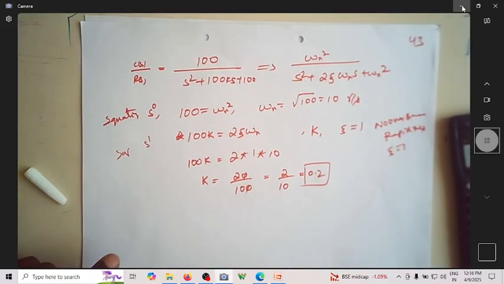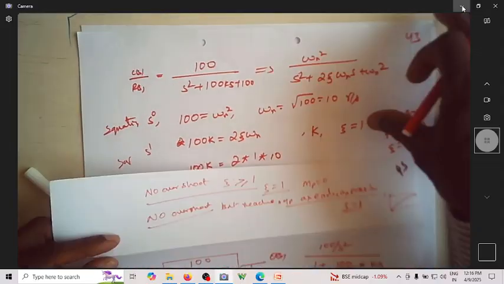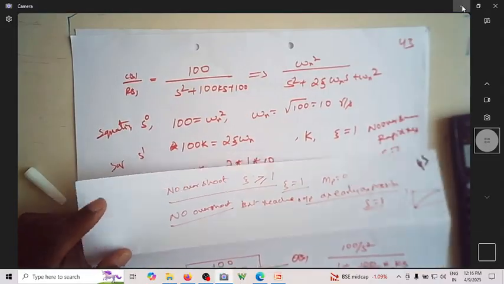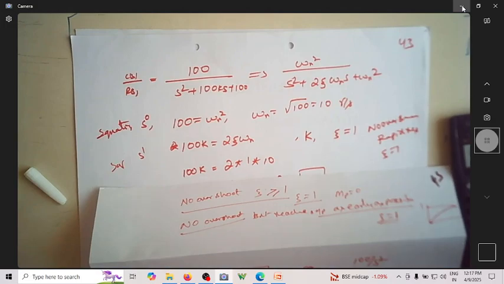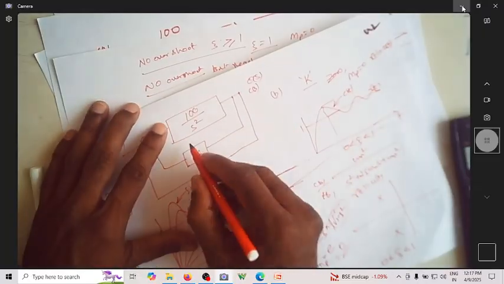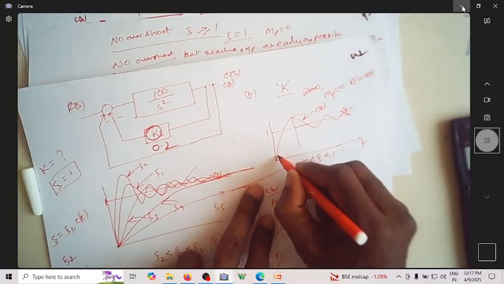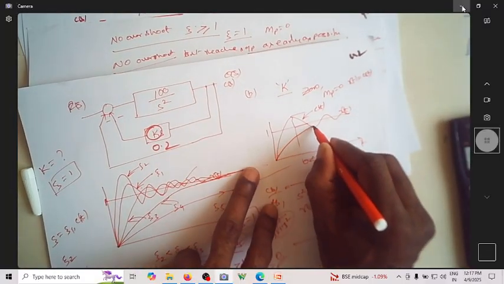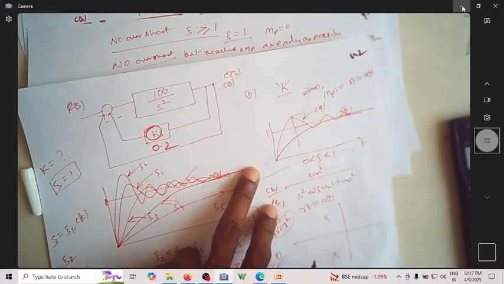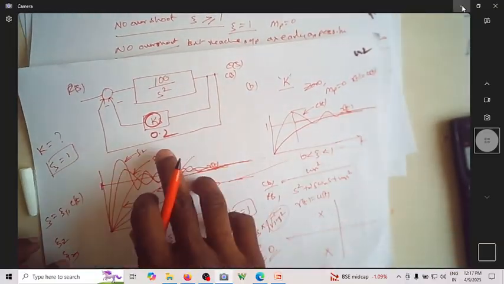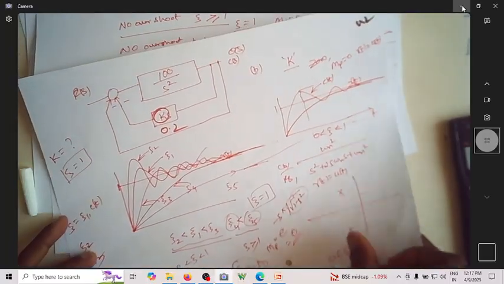If the value of k is 0.2, this system will end up with what type of response? This will end up with a response which has no overshoot and it reaches the steady state quickly. If this k is equal to 0.2, it will reach something like this. It will reach quickly without any overshoot. So that's the meaning of this particular problem.